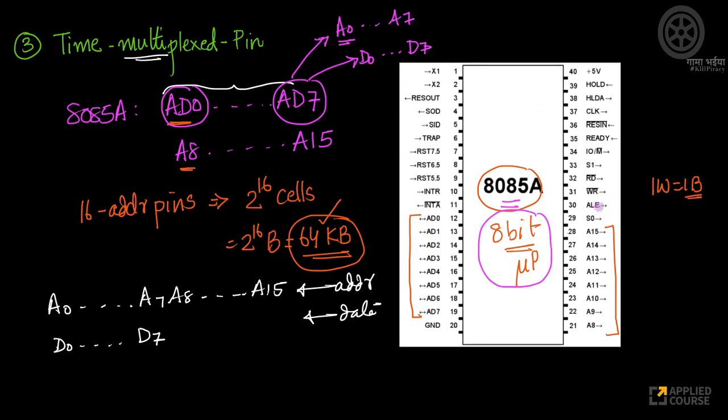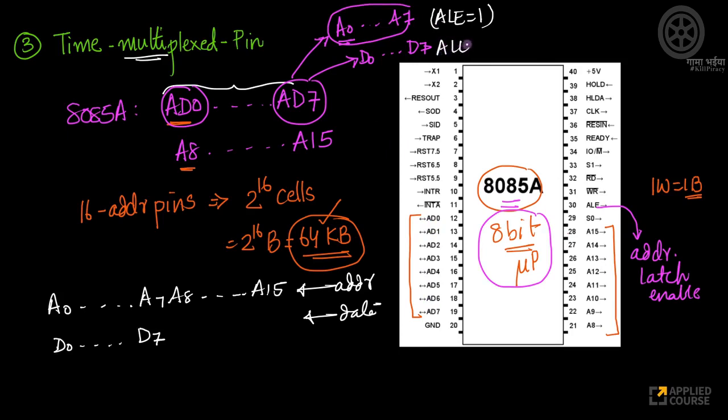You can know that from this ALE pin. ALE stands for address latch enable. This stands for address latch enable pin, right? So let me write this down here. If the ALE pin is set to 1, that means whatever value you see on AD0 to AD7 is interpreted as an address. Whenever ALE is set to 0, whatever values are there on these pins will be interpreted as data.